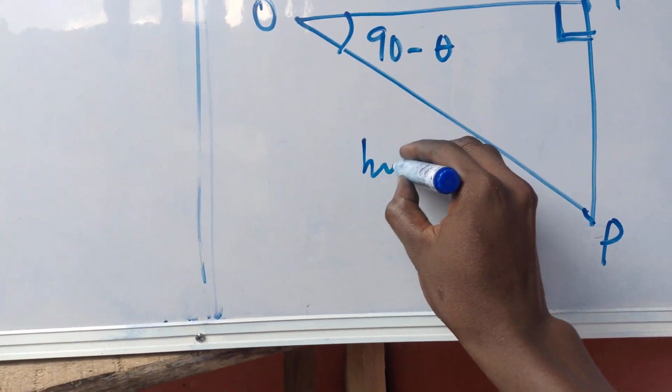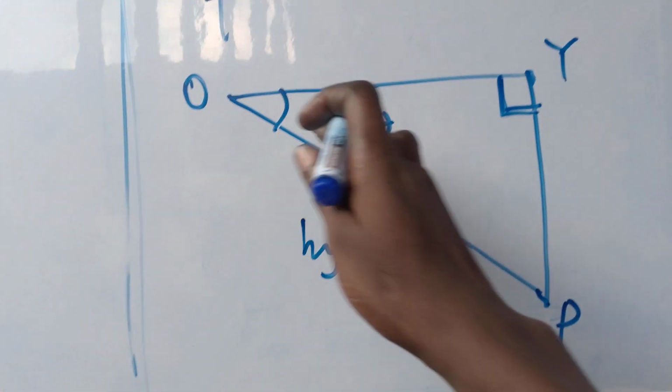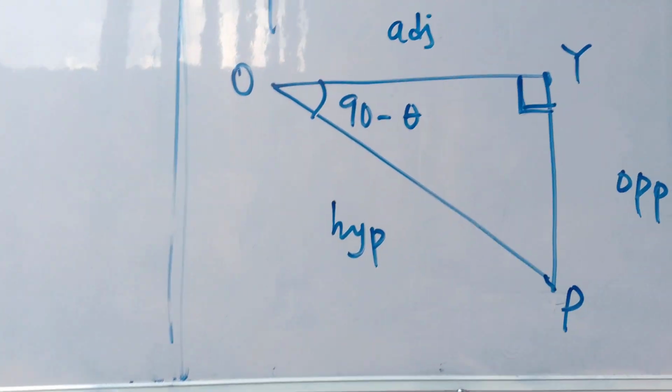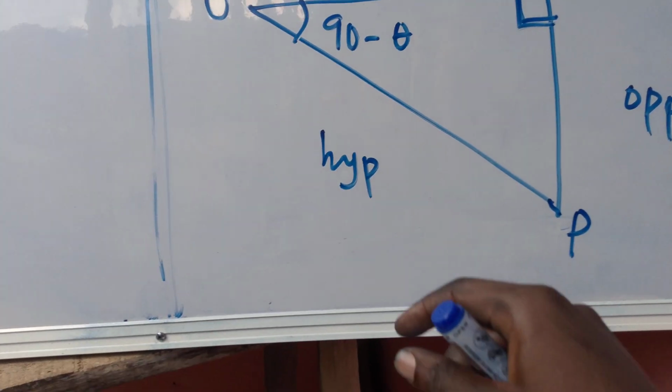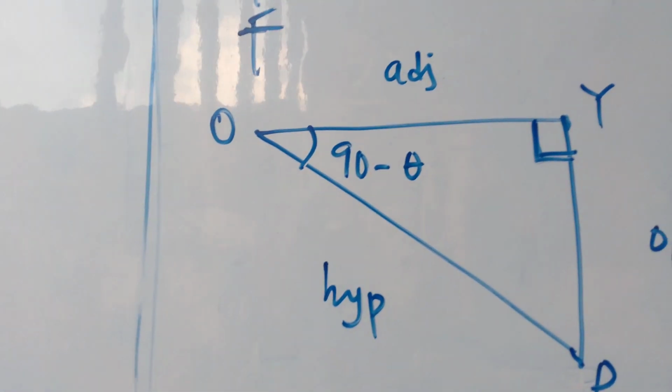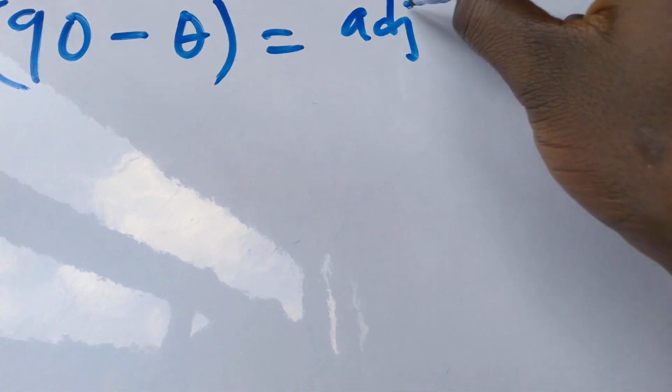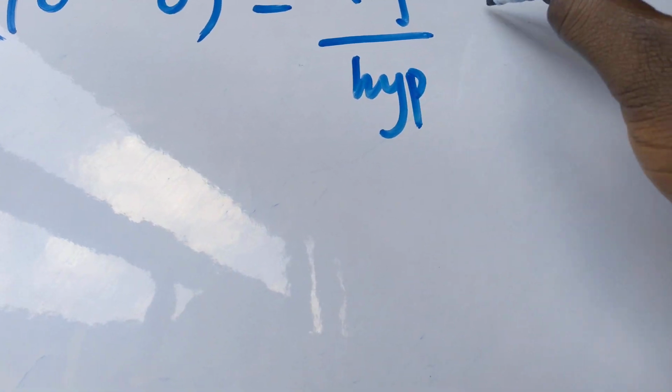This side now will be my hypotenuse. The side facing this angle of inclination is the opposite, and here is the adjacent side. So what I have now is just adjacent and hypotenuse, so I use cos. Cos of 90 minus theta degrees is equal to the adjacent side over the hypotenuse side.